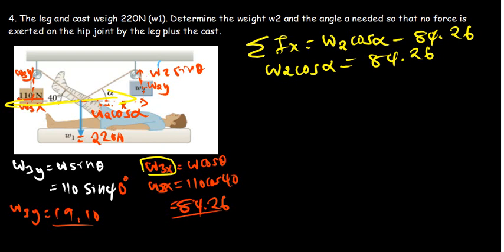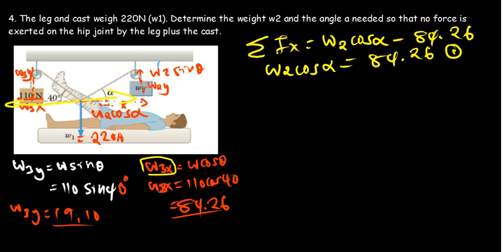Since I want to find W2 and alpha, I have two unknown values, meaning I need another equation to find those values. So what should we do? Let's call this one equation 1 and find another equation. Let's go to the other direction.